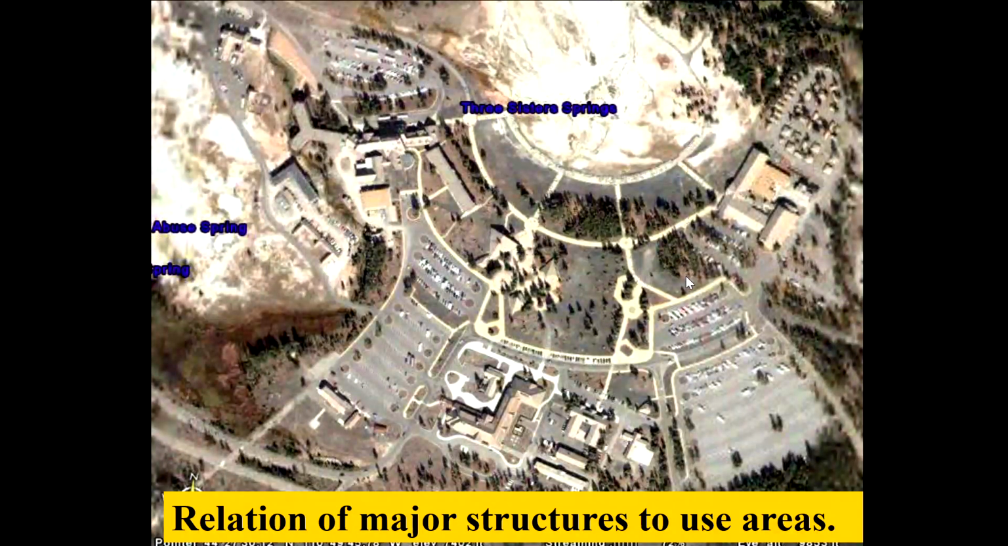Pulling in a little bit closer, looking at the use areas, they've put all the parking back and away. It used to be more forward. They've pushed it back. This is the Old Faithful Lodge, the Snow Lodge. And you can see the clusters of people right up here. This is where you sit to watch Old Faithful go off.